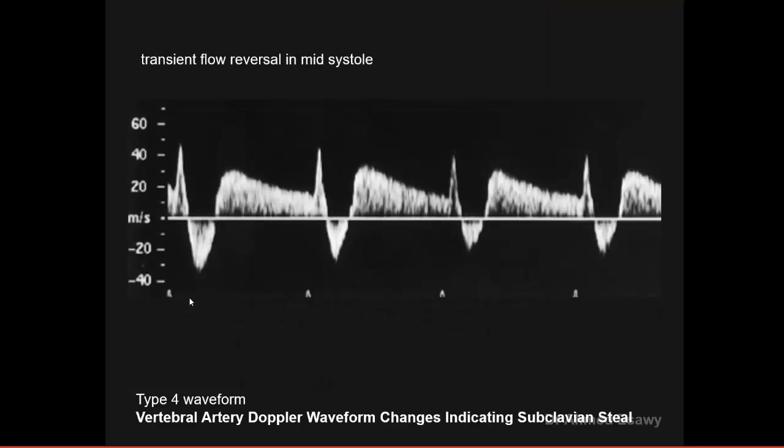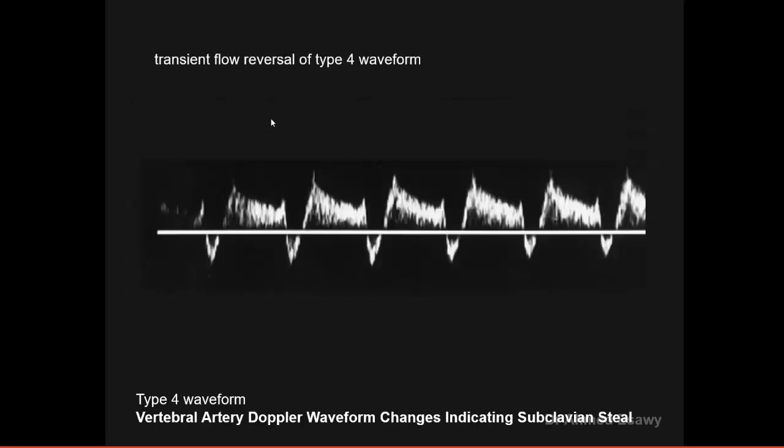Type 4 waveform, transient flow reversal in mid-systole. This vertebral artery waveform indicates subclavian steal. Transient flow reversal, type 4 waveform of vertebral artery in subclavian steal.